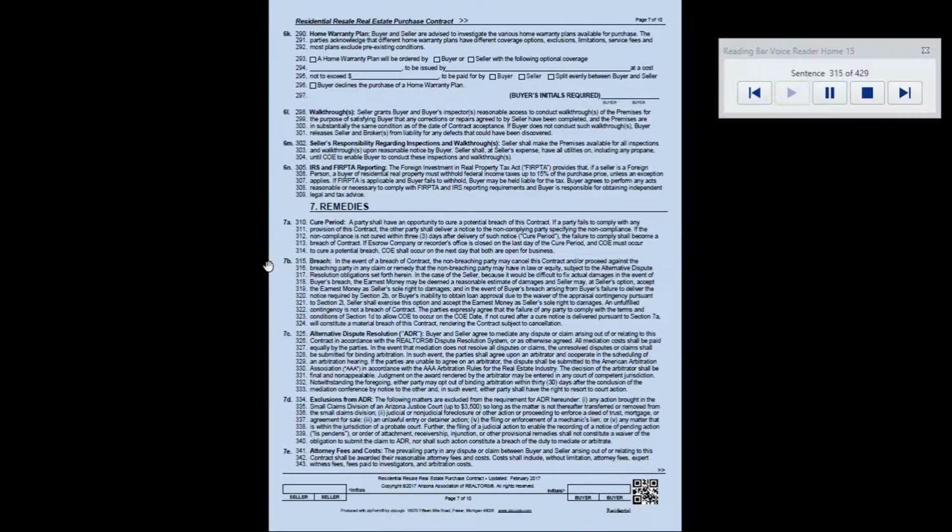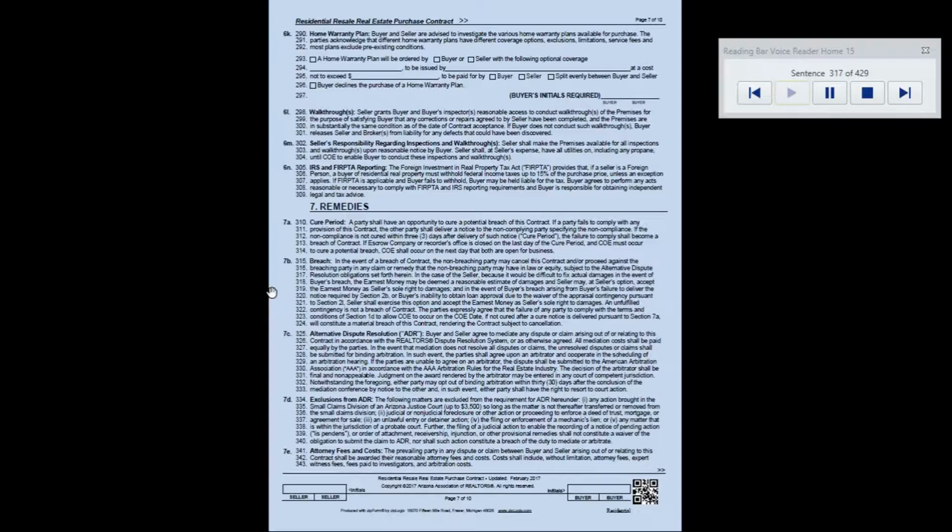7B. Breach. In the event of a breach of contract, the non-breaching party may cancel this contract and/or proceed against the breaching party in any claim or remedy that the non-breaching party may have in law or equity, subject to the alternative dispute resolution obligations set forth herein. In the case of the seller, because it would be difficult to fix actual damages in the event of buyer's breach, the earnest money may be deemed a reasonable estimate of damages, and seller may, at seller's option, accept the earnest money as seller's sole right to damages.